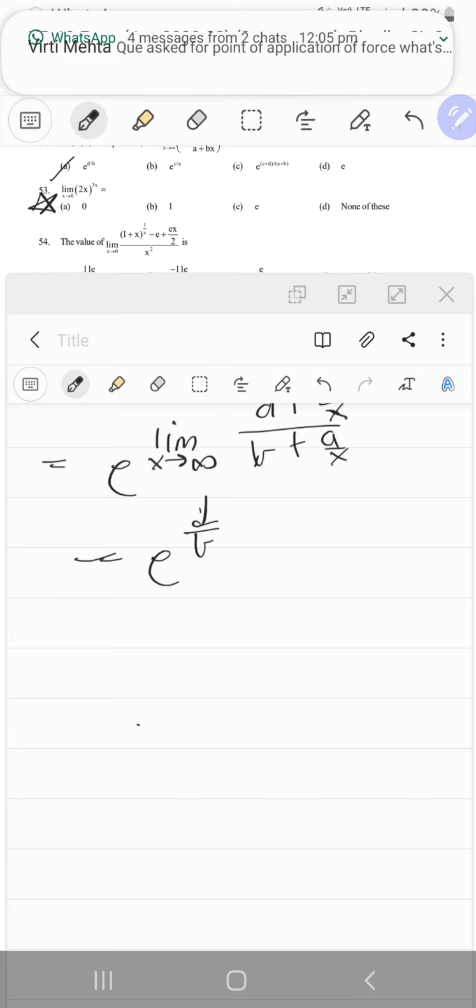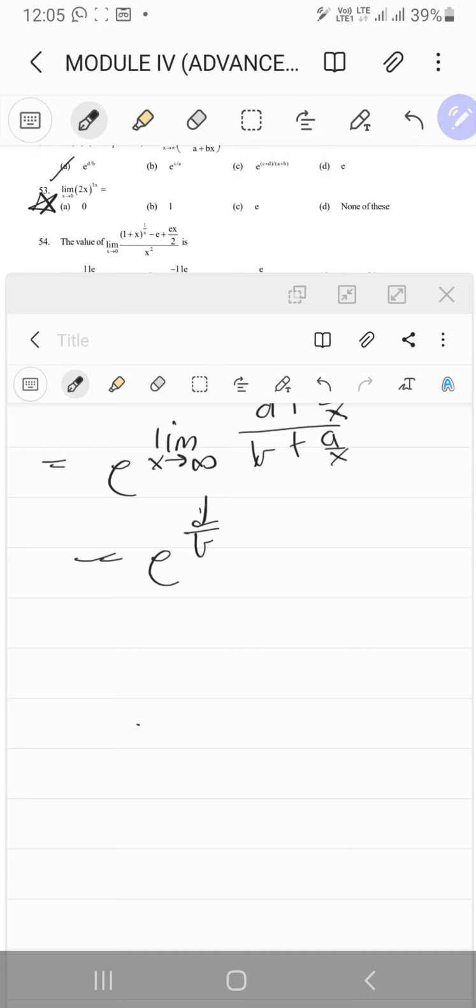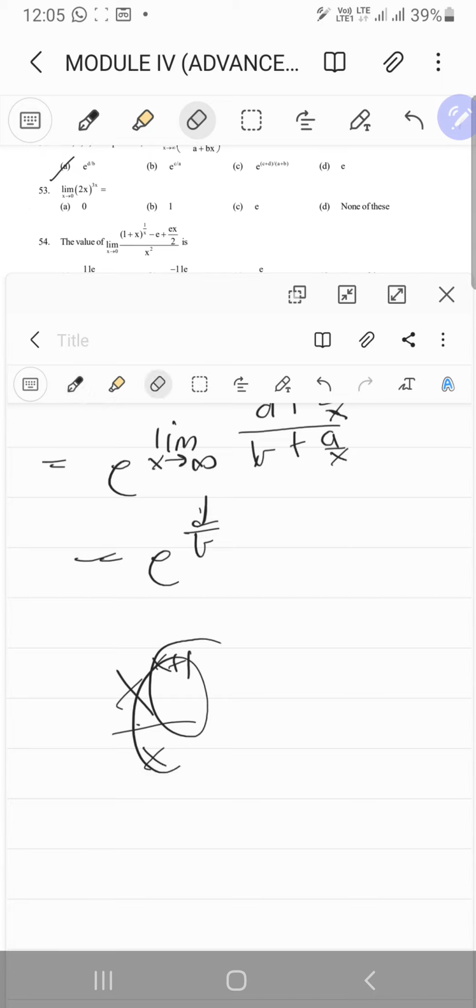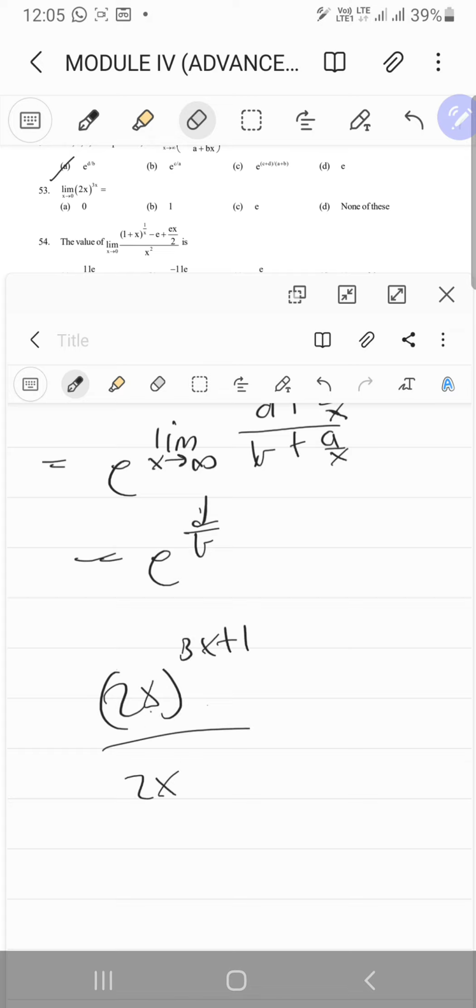Maybe. Hey, can we do it like, okay, wait a second, x power x plus 1 upon x. Okay, wait, this might just work. I don't think it will, but who knows, maybe it will. So here's what I'm going to try. This is going to be 2x to the power of 3x plus 1 upon 2x. Okay, so here we're getting a 0 by 0 situation. Yes, this is a 0 by 0 situation.